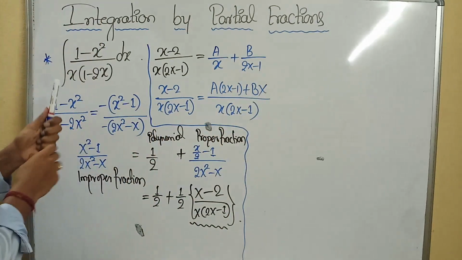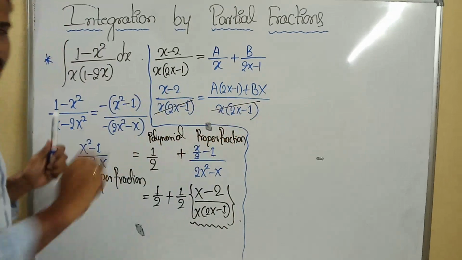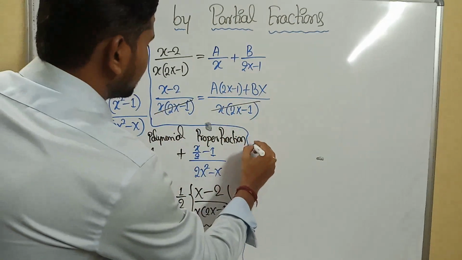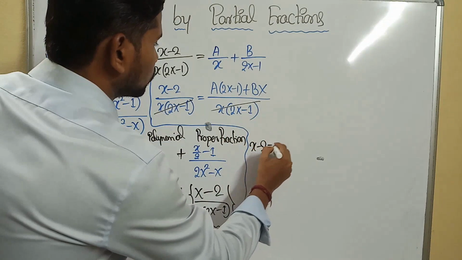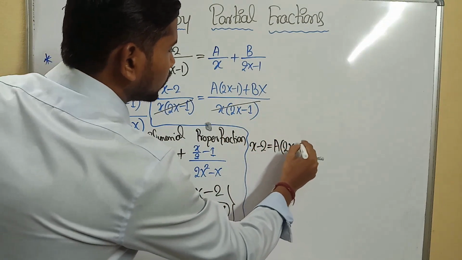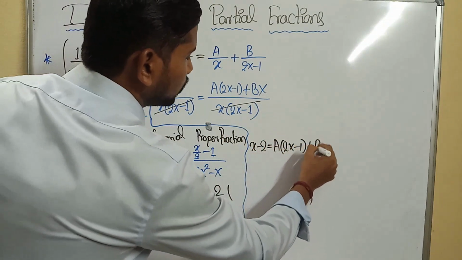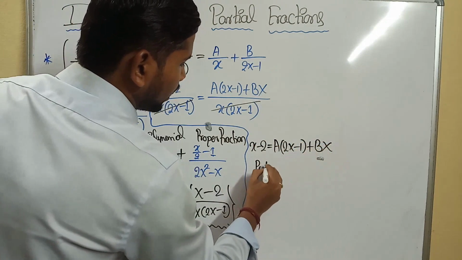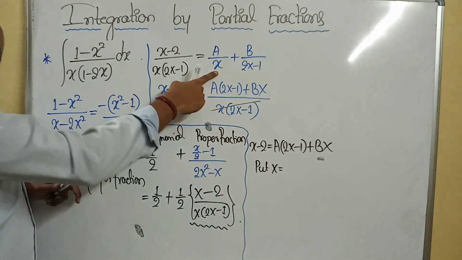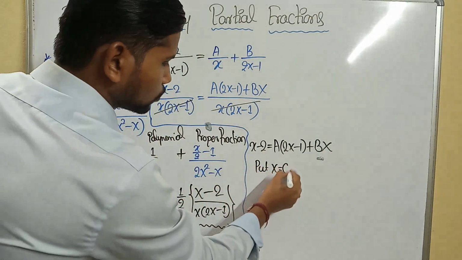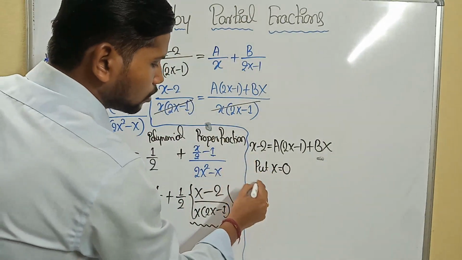Both the denominators will be what? Cancelled. Got it? After that, I need to write x minus 2 is equal to a into bracket 2x minus 1 plus bx. Now put x value. I told you already, first denominator x equal to 0. If I am going to substitute the value 0, 0 minus 2 will be minus 2.